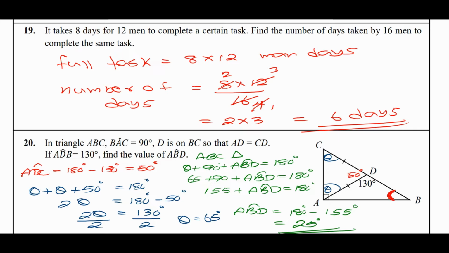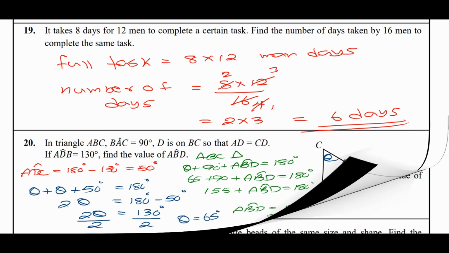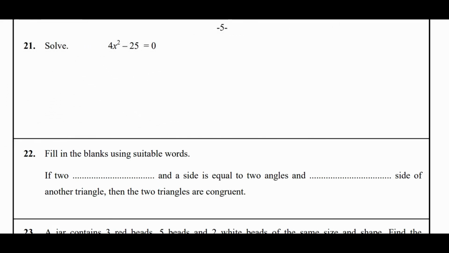I guess you can understand. Let's try question number 21. Question number 21: 4x squared minus 25 equals 0. Quadratic equation solving. I am willing to solve this equation by using the difference of two squares method.